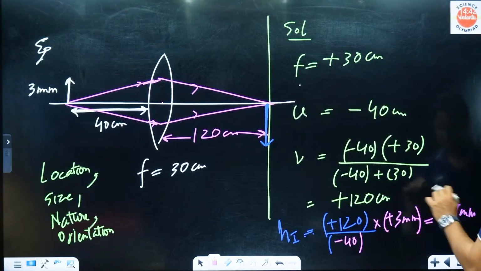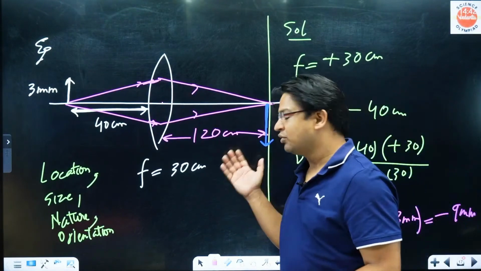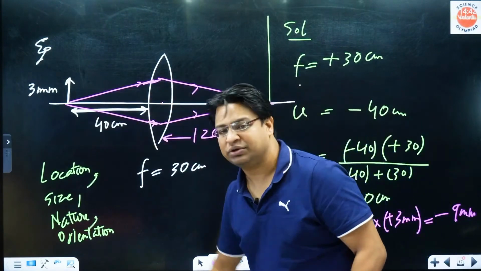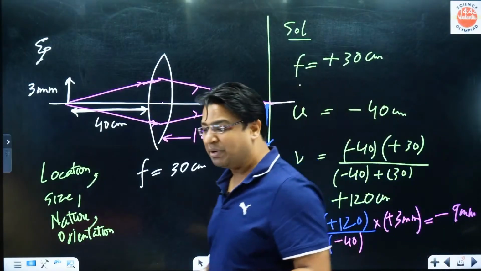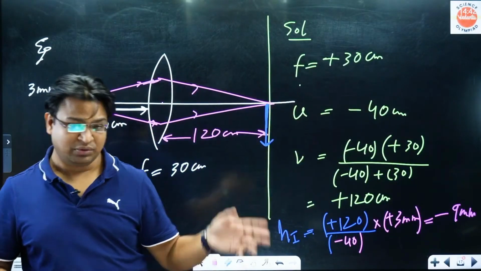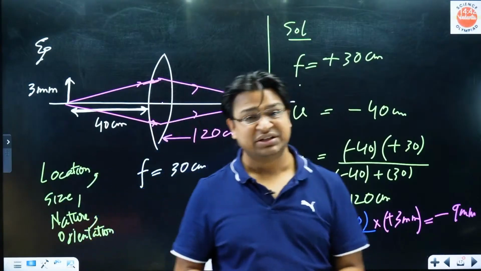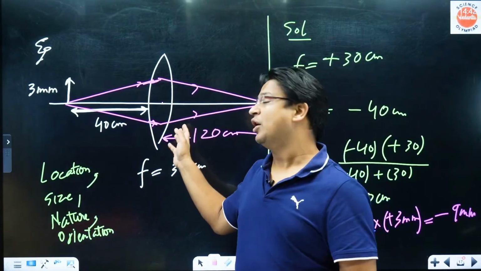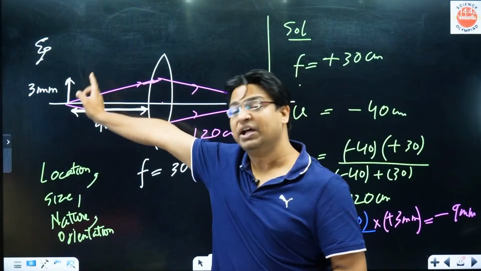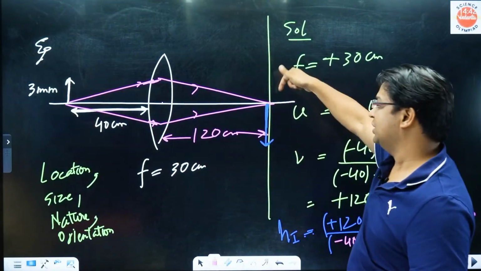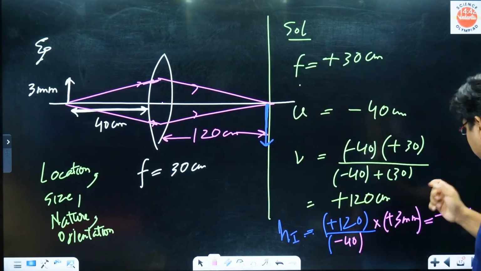So minus indicates that we have to draw an arrow, the orientation of which should be opposite to that. So remember guys, I'm not saying that minus indicates that we have to draw a downward arrow. What I'm saying is that minus indicates that we have to draw an arrow opposite to what was given here. Now here we were given upright, therefore we are drawing a downward pointing arrow. The size would be 9 millimeter.